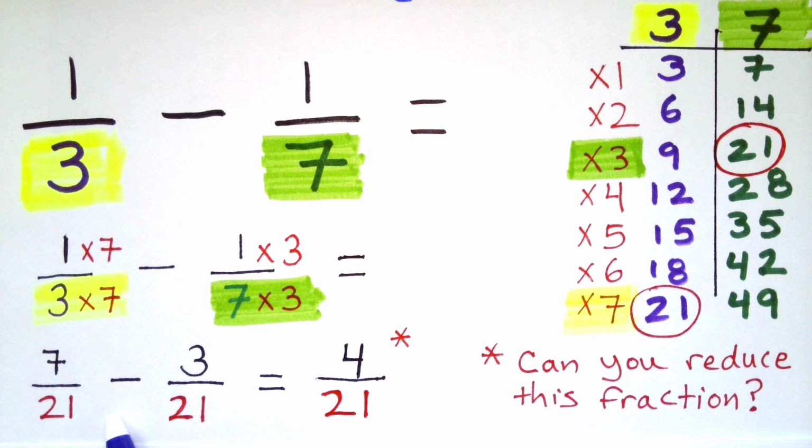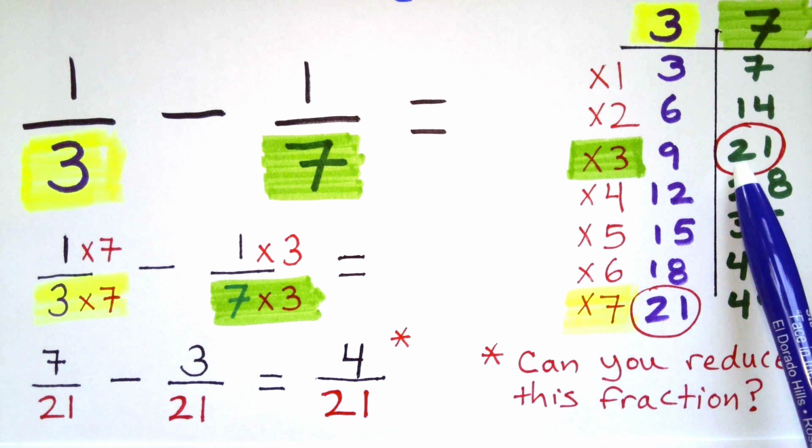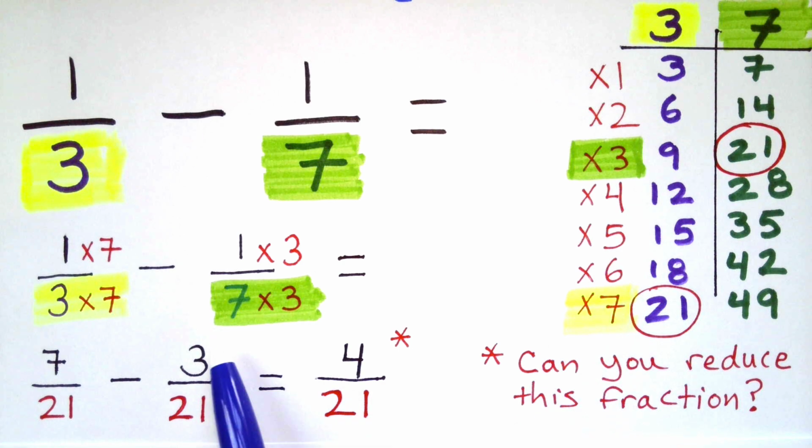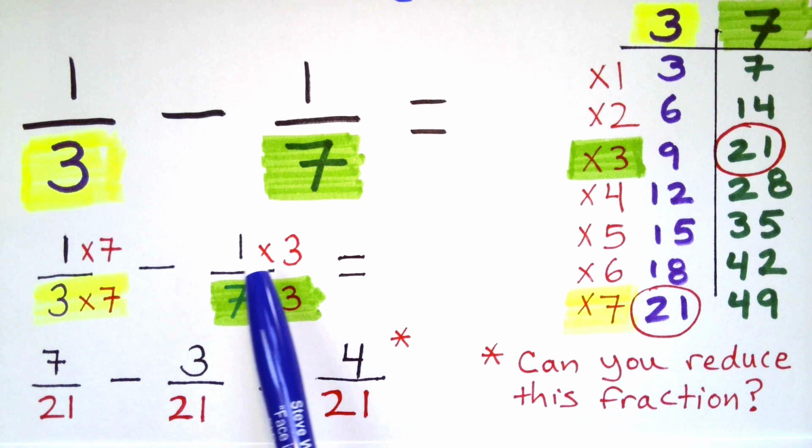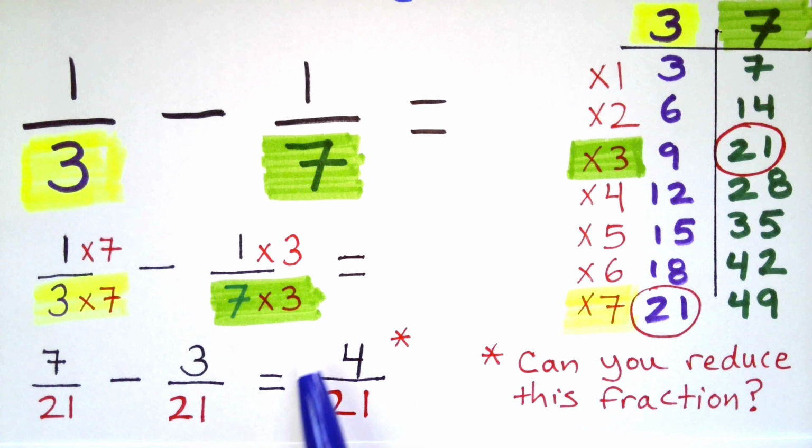Bring down the minus sign here. 7 times what? Look in the chart. 7 times 3 is 21, right? So what I do to the bottom, got to do to the top. So 7 times 3 is 21. 3 times 1 is 3. Equals.